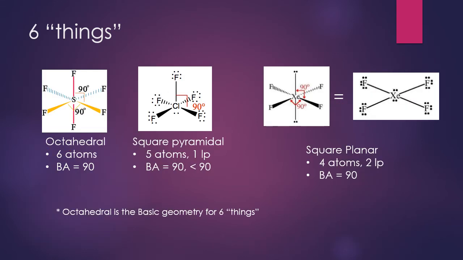Last but not least, we have a 6 things category. We are probably not going to see anything in this category for this course, but I do want you to be aware of the category, so I'm going to go through these rather quickly. We have octahedral when there are 6 atoms. Not sure why it's called octahedral since octa means 8, but there you have it. This would be where there are 6 atoms around the central atom. We get square pyramidal when we have 5 atoms and 1 lone pair. And then last but not least, square planar when there are 4 atoms and 2 lone pairs.